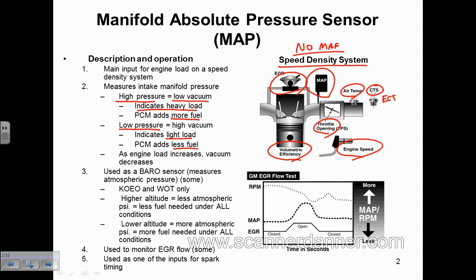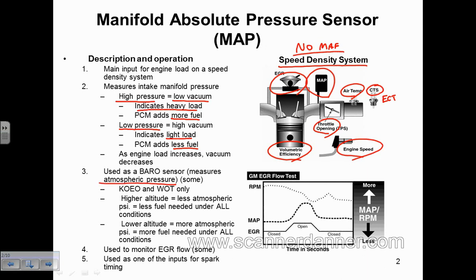We get this mathematical calculation. This is what this engine breathes. This is how it breathes. We'll put all that together and measure it. It's a calculated airflow measurement, and then we'll inject a certain amount of fuel to match it. So it is a big player, this MAP sensor. Something else it's used for would be as a barometric pressure, so an atmospheric pressure sensor.